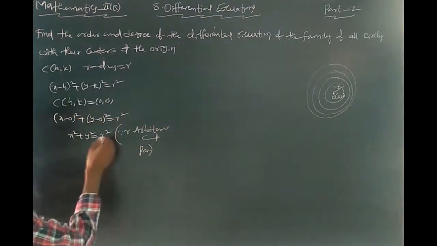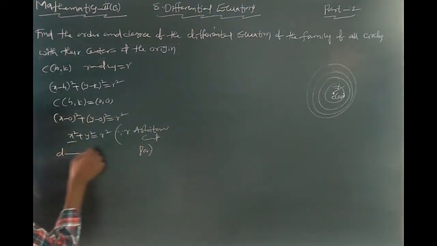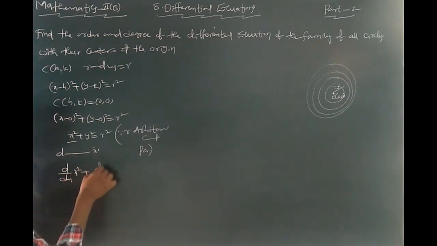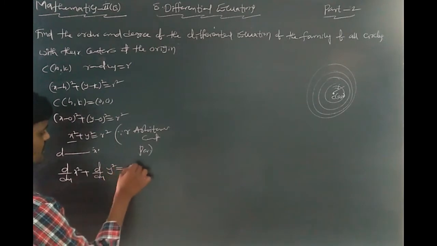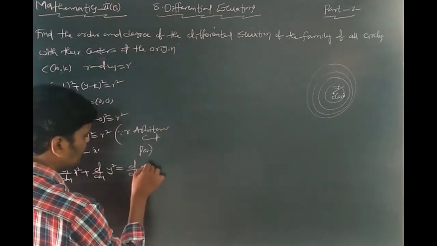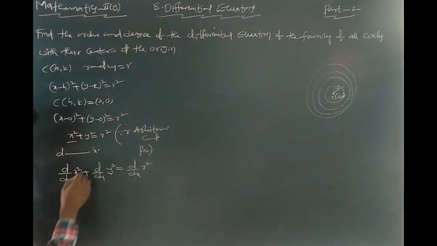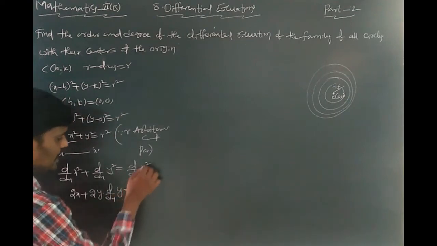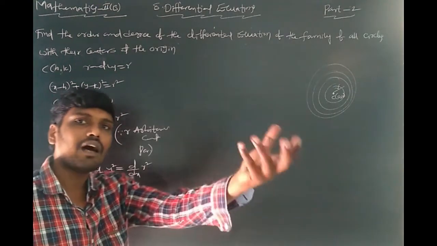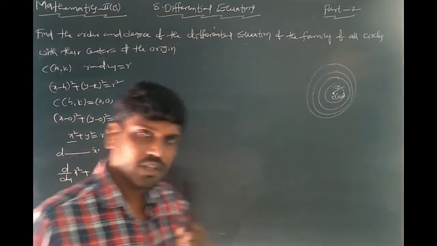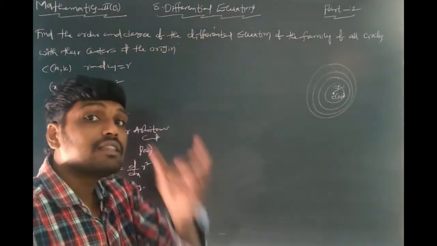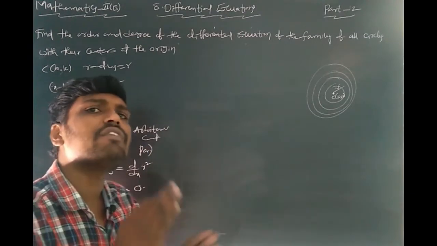First, differentiate x square with respect to x. Derivative of x square plus derivative of y square is equal to derivative of r square. Derivative of x square is 2x. Derivative of y square is 2y into dy by dx, equal to derivative of r square. Since r square is an arbitrary constant, that is 0. That's why with one derivative you can eliminate r. You can do that for any family of curves.